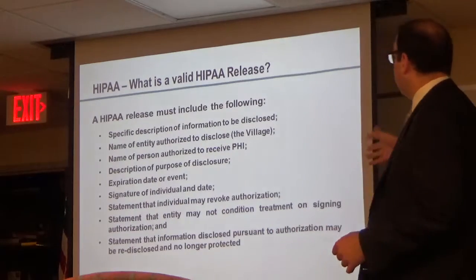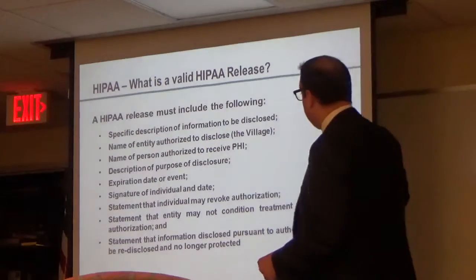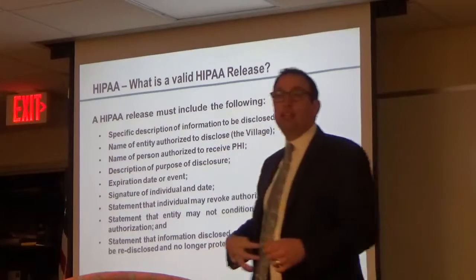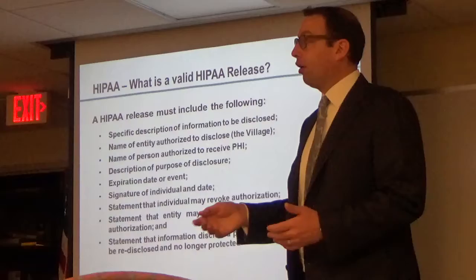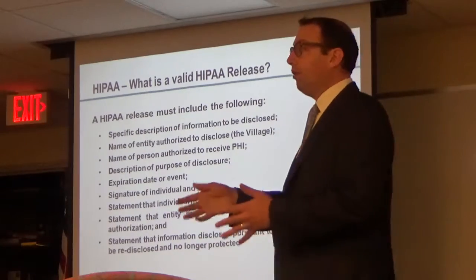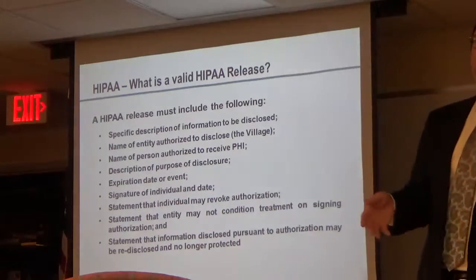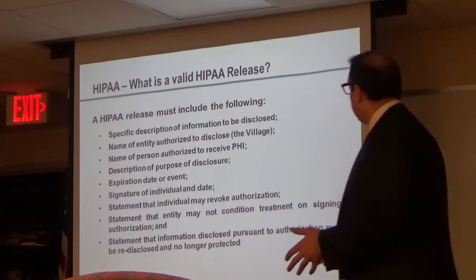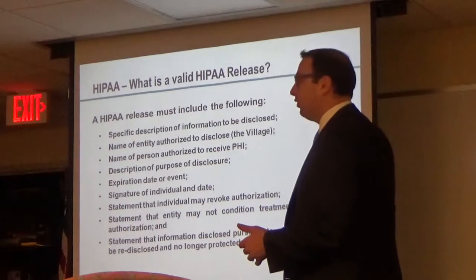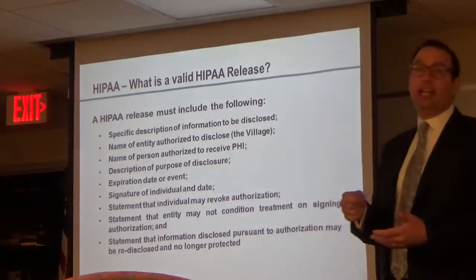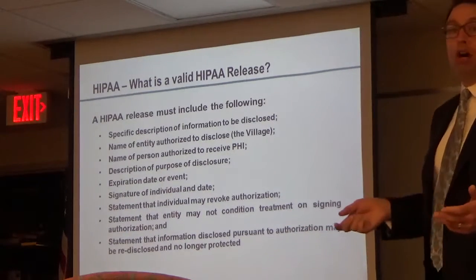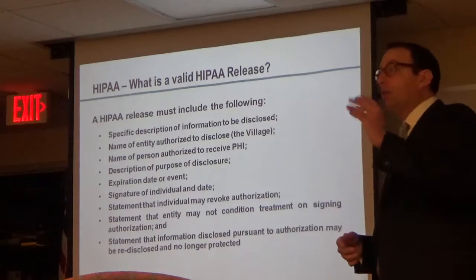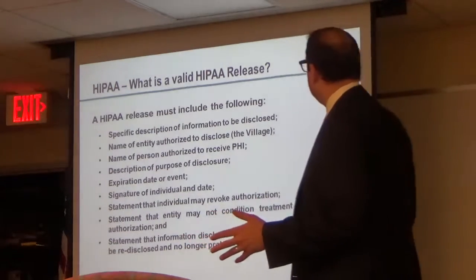So just to give you a couple of examples of what needs to be in there: an expiration date. It needs to say this HIPAA release is valid until the end of the year, or at the end of my litigation, or whatever it may be, but it has to have an expiration date. It has to have a statement that informs the patient as they're signing it that once the information is released, it may no longer be protected by HIPAA. It may be out there in the world and it's no longer protected.